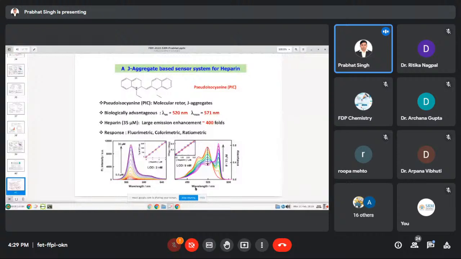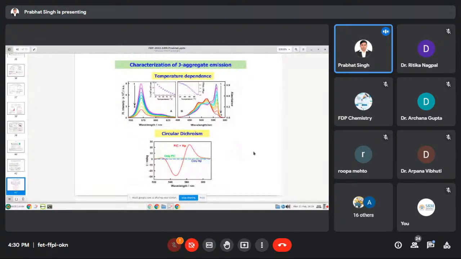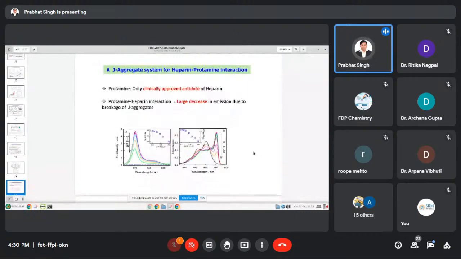So this band decreases and this band goes up. And I told you in the beginning that when there is a blue shift, that's H aggregate. When there is a red shift, that's J aggregate. So here, from the monomer to the red side, there is a distinct J aggregate band. Then we characterize in a routine way, because if you are trying to propose something new, you have to tell every single thing in terms of its characterization. So we do temperature dependent and then circular dichroism, and of course the protamine thing.